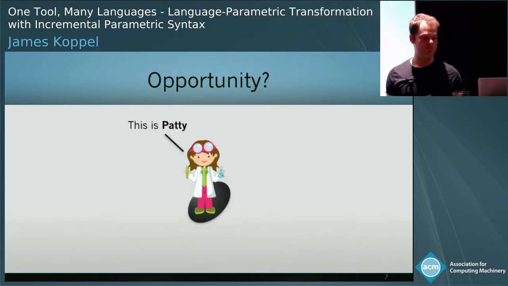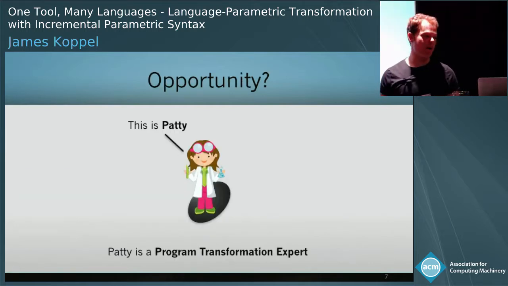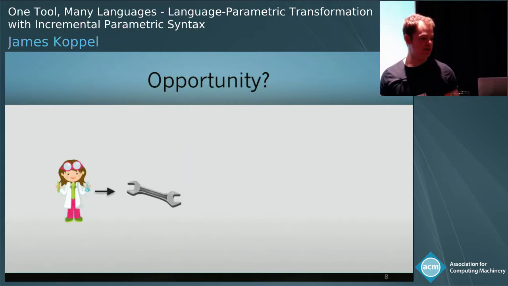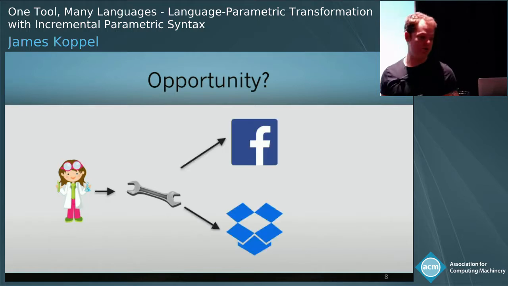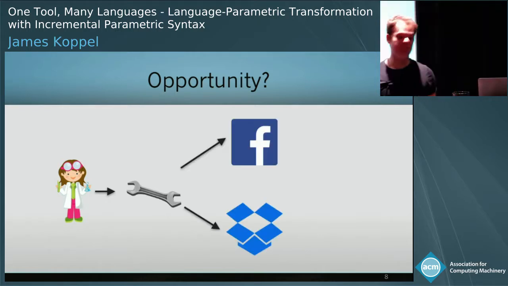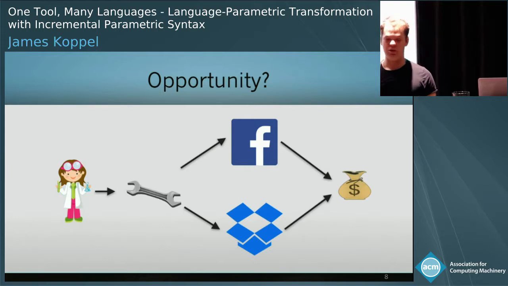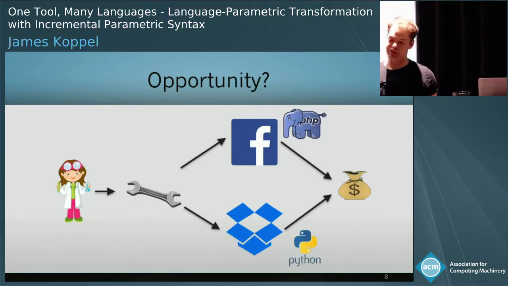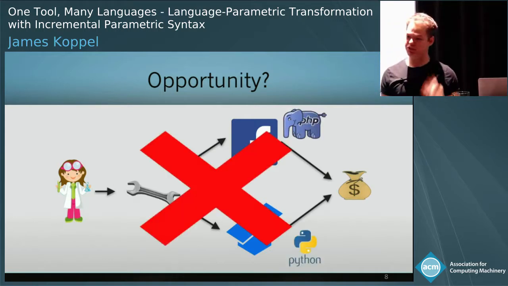This is Patty. Patty is a program transformation expert. And she thought, maybe I can write a tool. There's an opportunity here. I can write a tool for this problem, sell it to both Facebook and Dropbox, and make a lot of money. But there's no opportunity here, because they're in different languages.